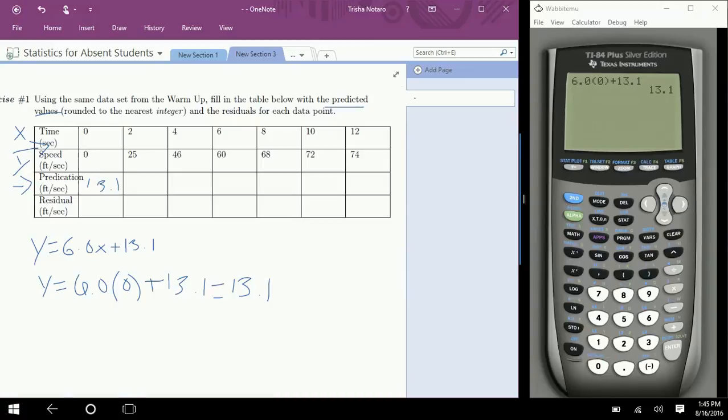Now to find the residual, it says nearest integer, and then the residuals. As I just said before, it's the difference between the observed and the predicted. Our observed was 0. Our predicted is 13.1. So now I do 0 minus 13.1, that equals negative 13.1. So that is our residual.